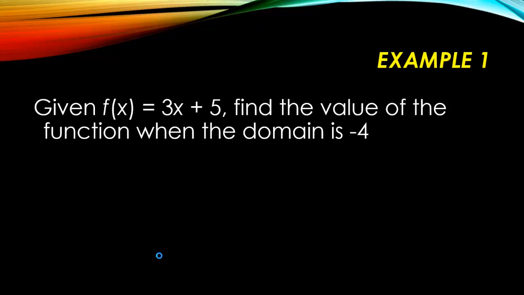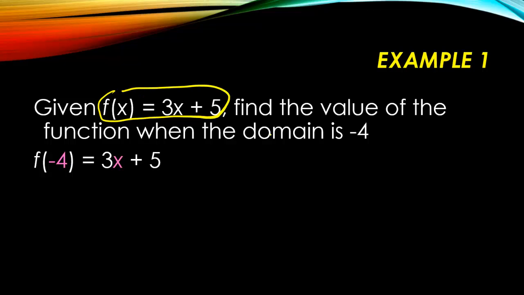So let's take a look at an example that you might see on a quiz or a test. Hint, hint. So given f of x equals 3x plus 5, find the value of the function when the domain is negative 4. So I take my original function that they gave me, and since we know the domain is x, we say x equals negative 4. So anywhere in here you see an x, you replace it with negative 4.